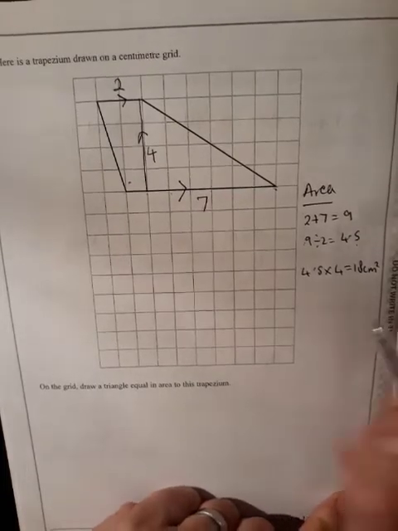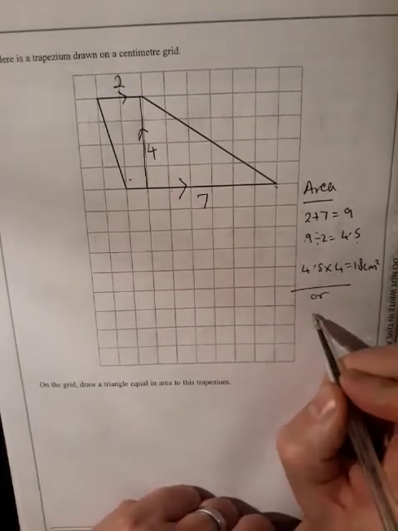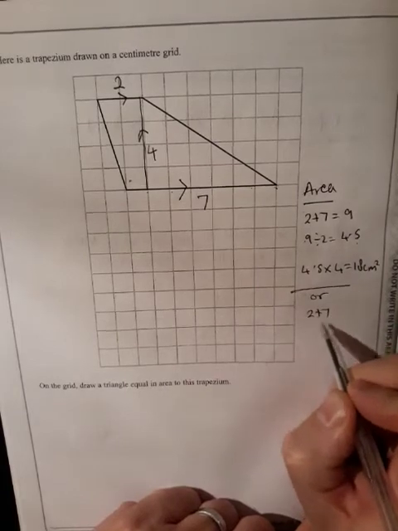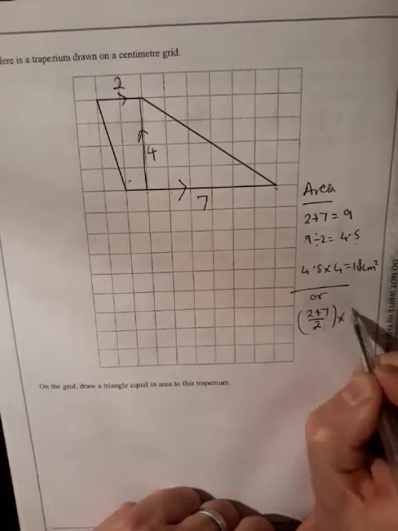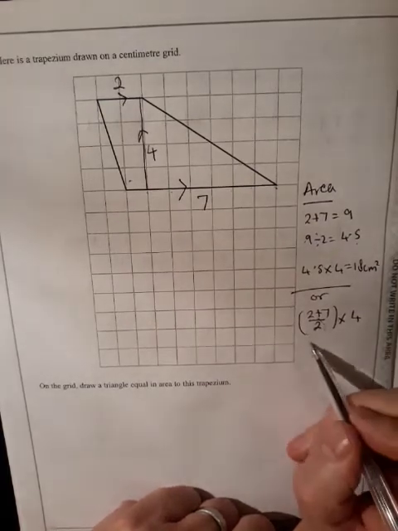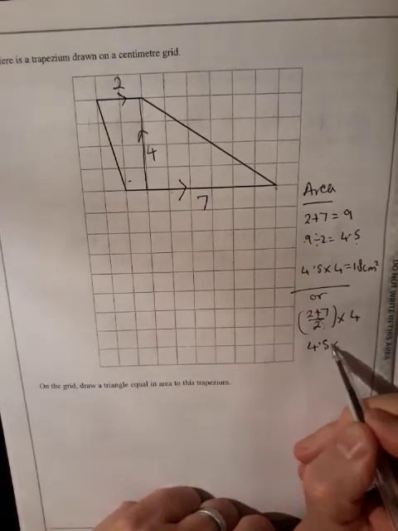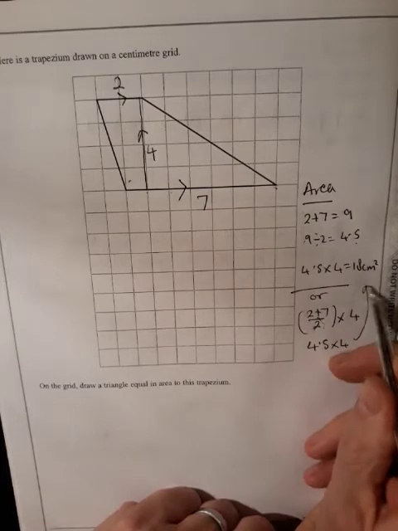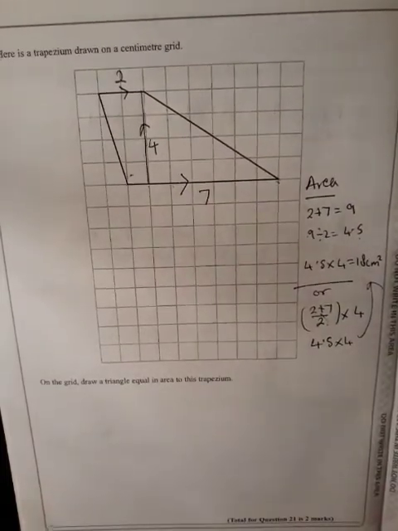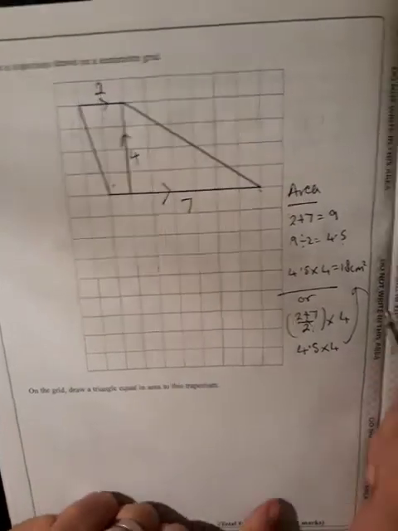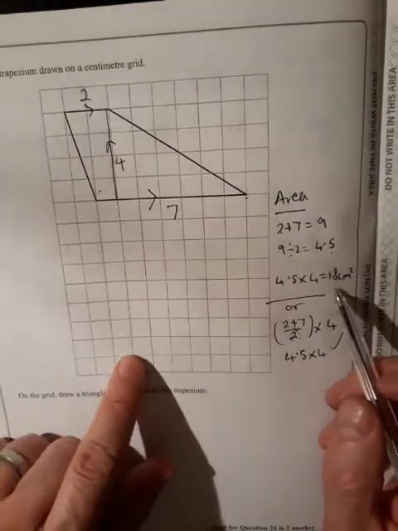If you're good with the formula, you could have done it by just going 2 plus 7 divided by 2, half the sum of the parallel sides, times 4. So that still becomes 4.5 times 4, and we still get 18. Quite good for a calculator there. So we need an area of 18 centimetres squared for a triangle.